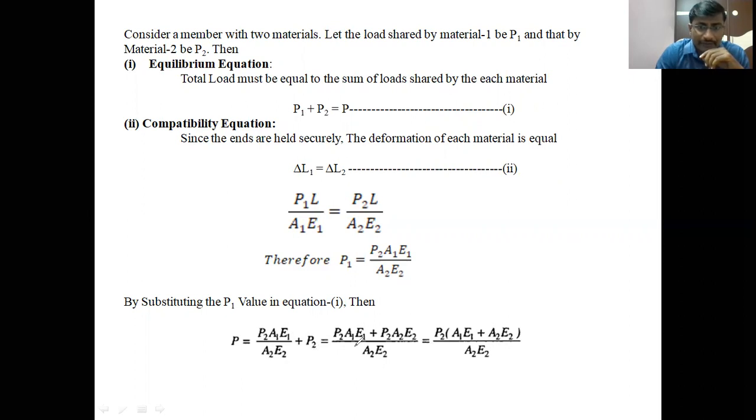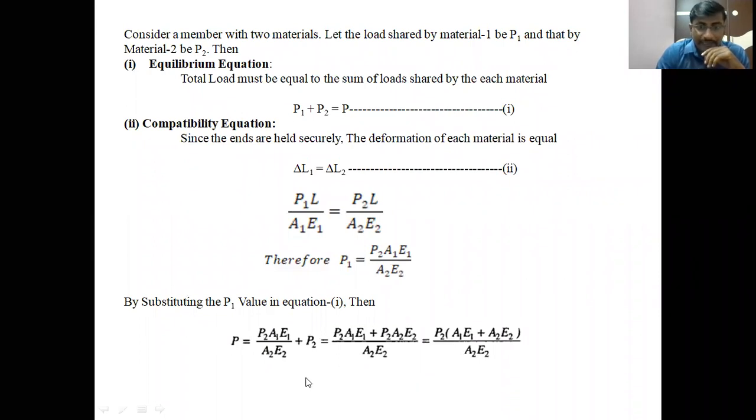So from this equation, let us take the LCM A2 E2. For these two, A2 E2 is the LCM: P2 A1 E1 plus P2 into, what is the LCM? A2 E2 is the product. So P2 into A2 E2 by A2 E2. From that, P2 is common from these two terms. P2 into A1 E1 plus A2 E2 by A2 E2. Clear, students? This is P equal to, in terms of P2.